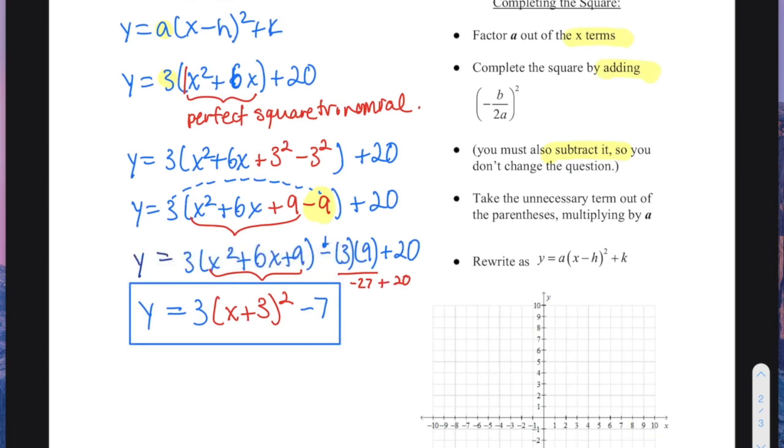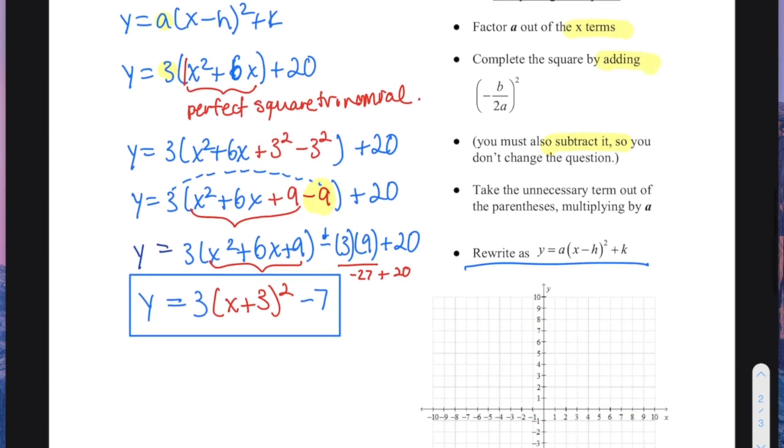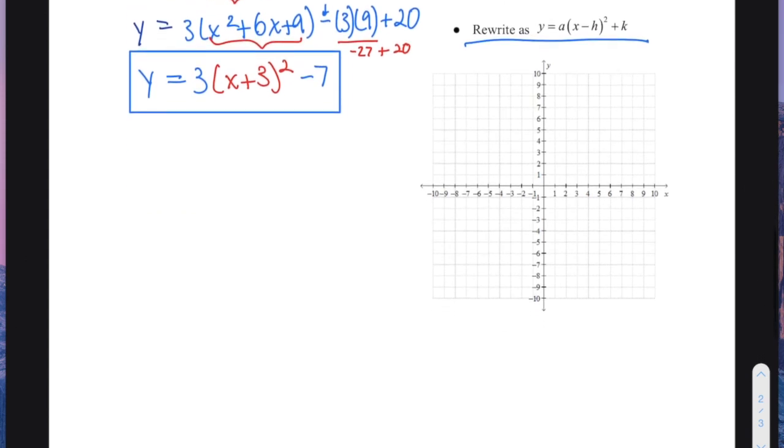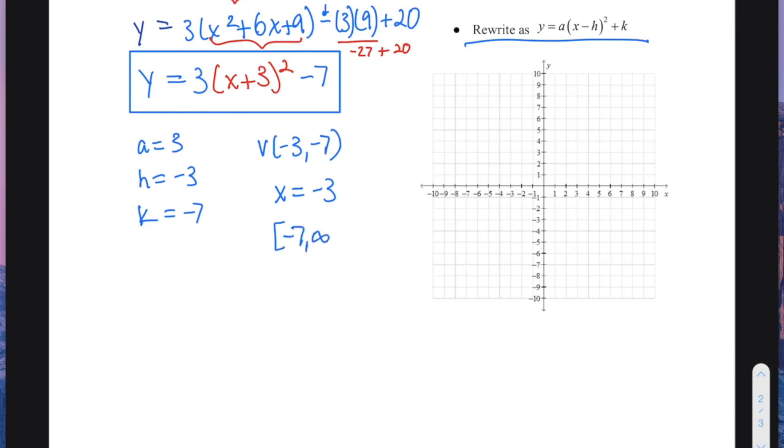So at the end, we do have y equals a(x minus h) squared plus k. And further to that, I can graph this now. So let's go ahead and state the transformations. We know that a is 3. We know that h is -3. And we know that k is -7. So I know my vertex is at (-3, -7). I know my axis of symmetry is x equals -3. And I know my range is -7 to infinity.